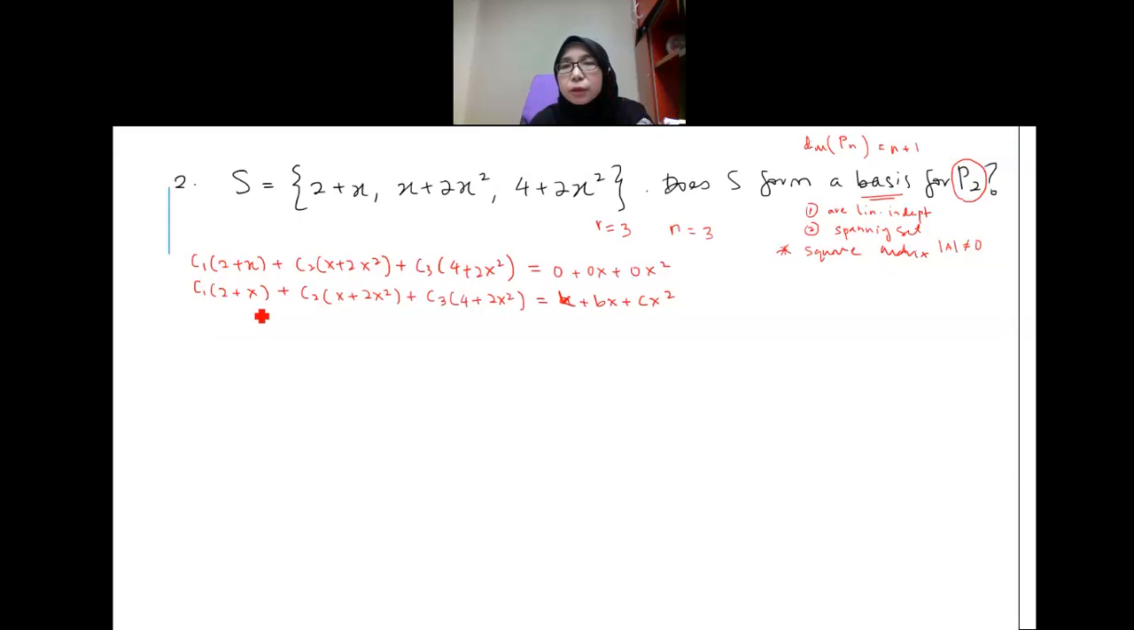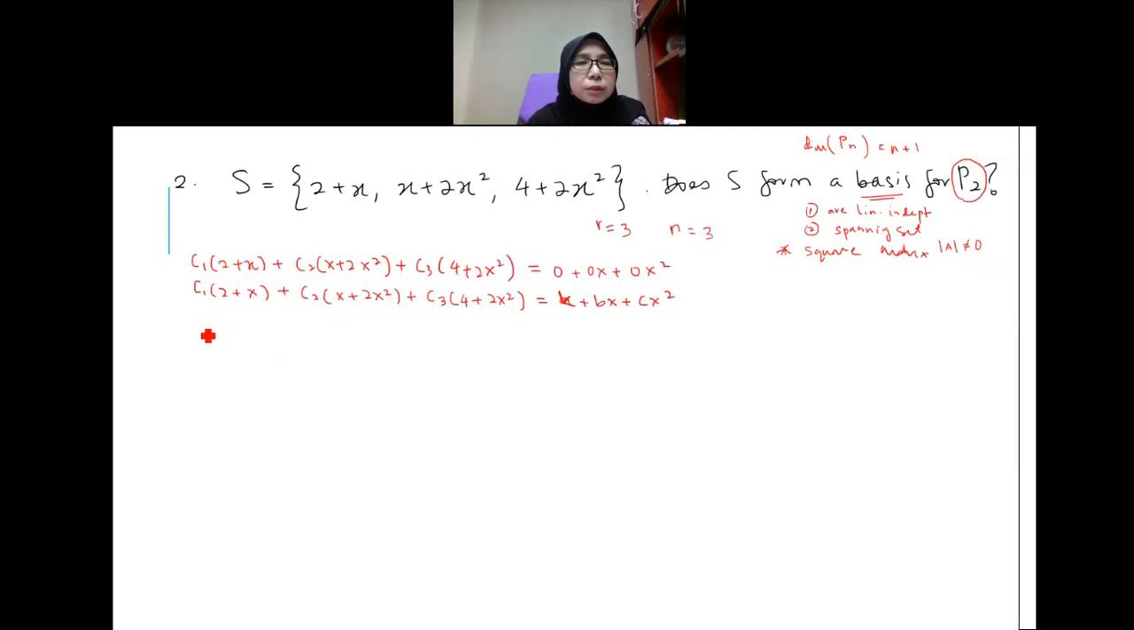Since this is a polynomial, remember you should write all the like terms. The first equation is the constant, the second equation is the coefficient of x, and the third equation is the coefficient of x square. So you just follow this, because it starts with the constant. So the first equation should be the constant.